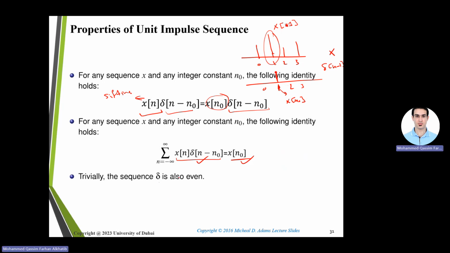Now the delta function is trivially an even function. The delta sequence, sorry, the sequence. Let's not worry about these properties of delta, but the most important part is, whenever you multiply with a shifted delta, you'll get the value of that sequence at that particular shift.